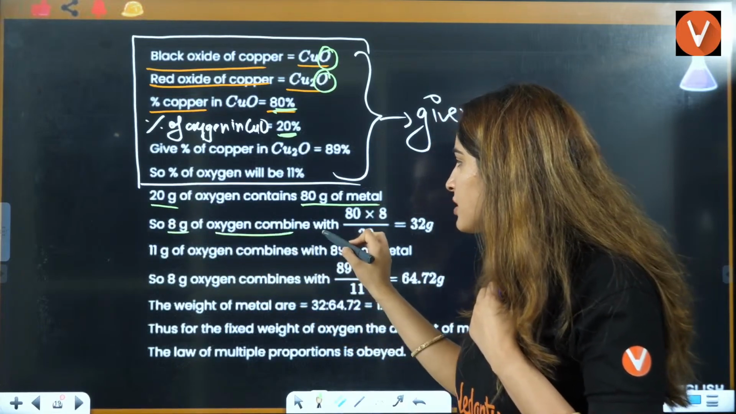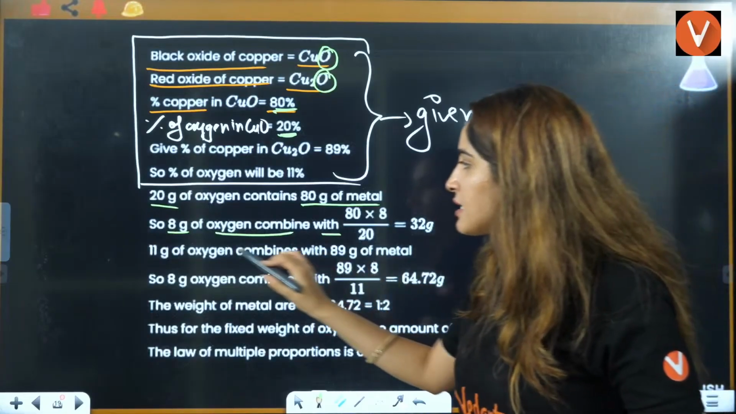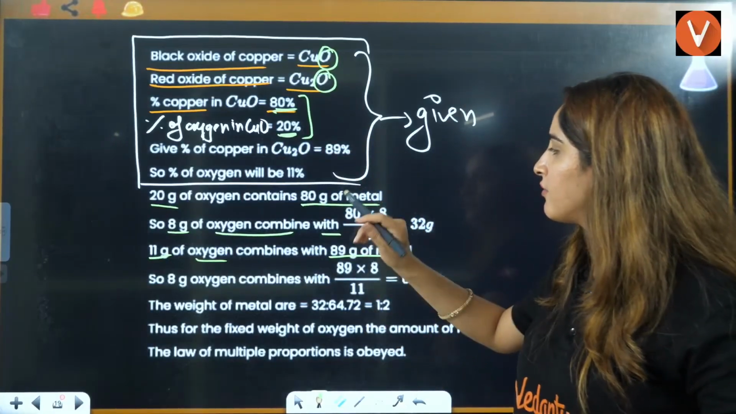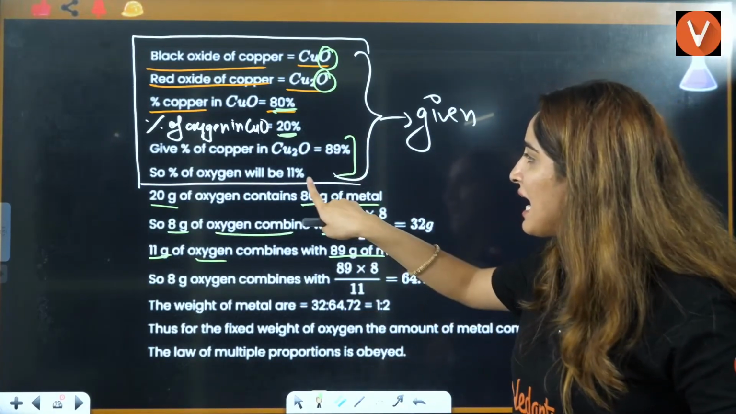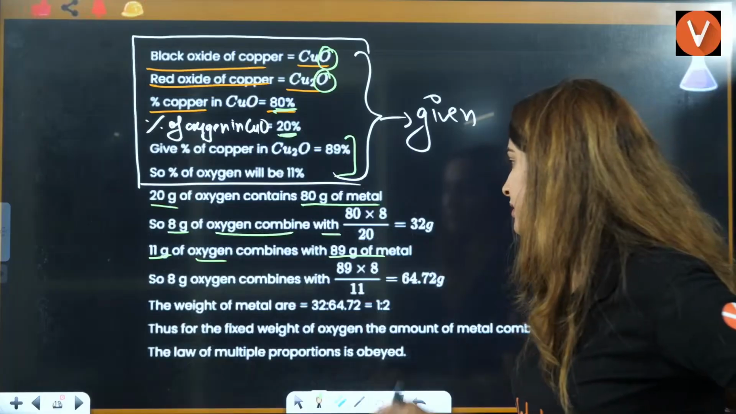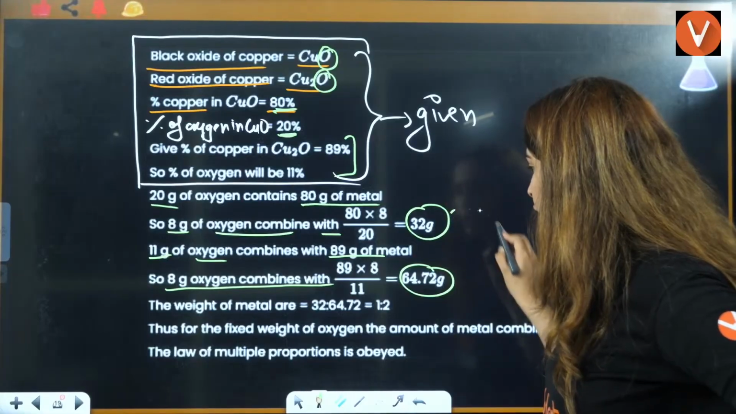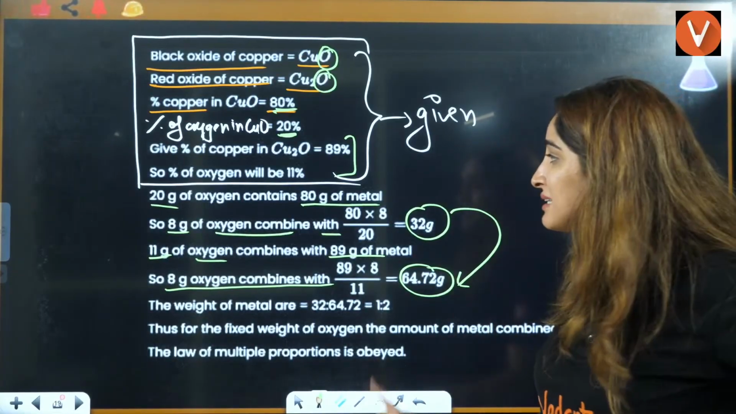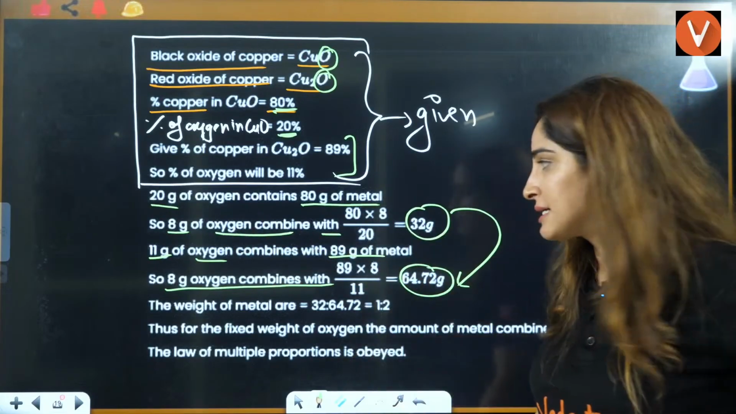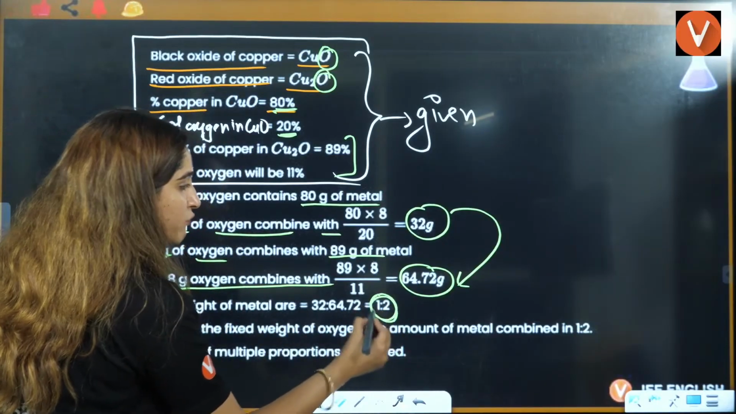8 gram of oxygen combined with how much amount? We are fixing it here, right? Now 11 gram of oxygen combines with 89, that is from this side, not from this side. 11 gram of oxygen is in 89 gram of copper, right? And here also we are fixing it for 8 gram, and here you have 32, here you have 64. That is the amount 8 gram of oxygen combines with. Now when you solve, the ratio is going to be 1:2.